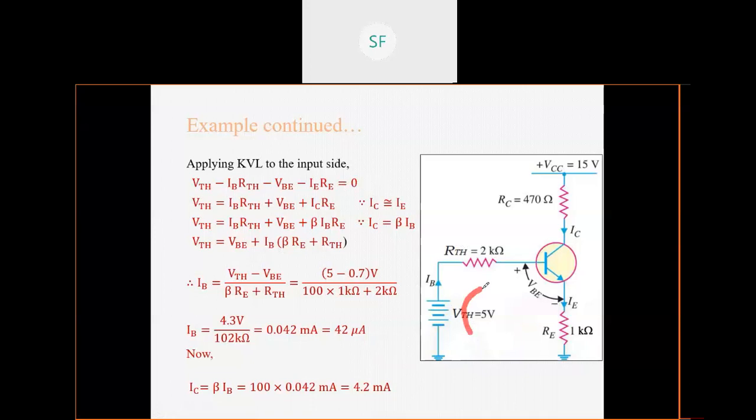You have to again apply KVL to the input side. Suppose this is the direction you are moving in your loop. So again you have to give the polarity. This polarity is already given, VTH: this is plus, this is minus. Again you are moving in this direction, IB is also moving in this direction, so the drop will be plus, minus. VB's drop is already given, plus, minus. Again RE drop is also given, plus, minus, because current always flows from positive to negative.